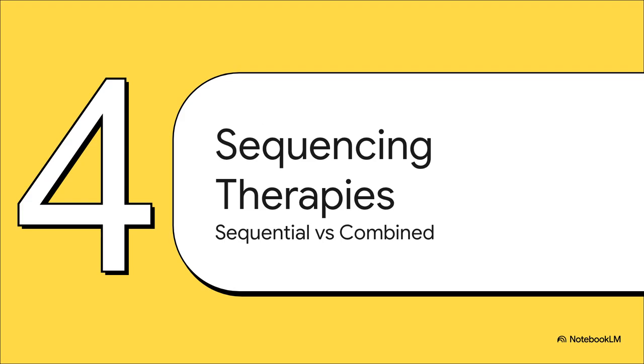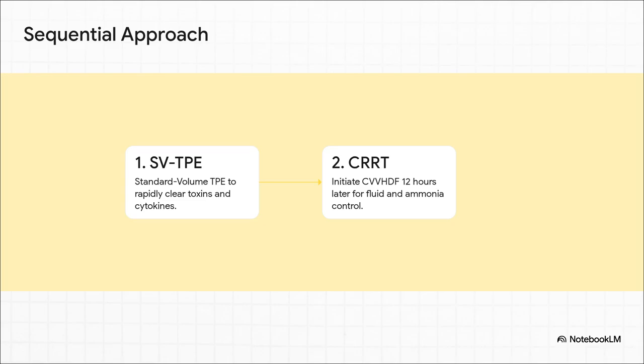Section 4, sequencing and combined therapies. This is where it gets tricky. When you've got a patient requiring both TPE and CRRT, how do you deploy them without completely overwhelming their system? Well, the evidence strongly points toward a sequential approach as the safest route.